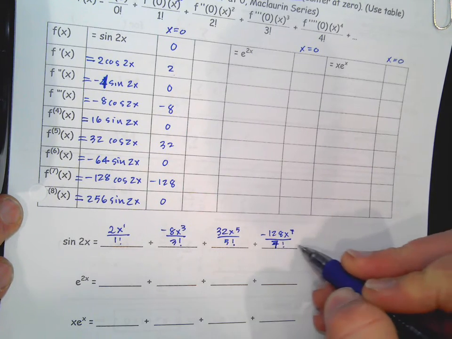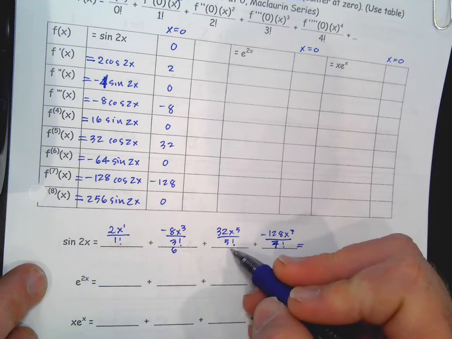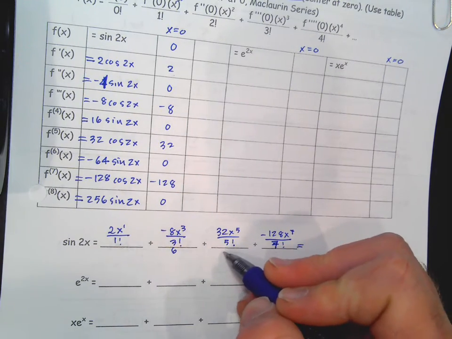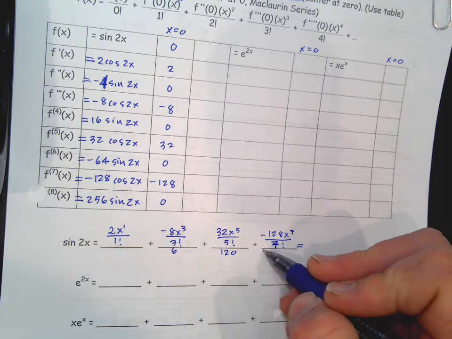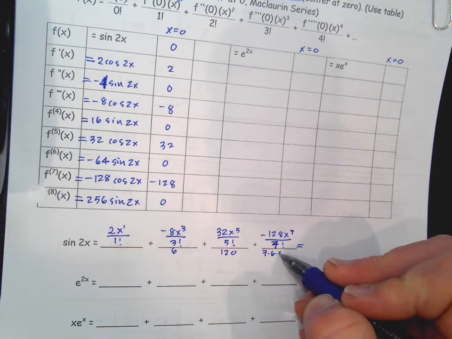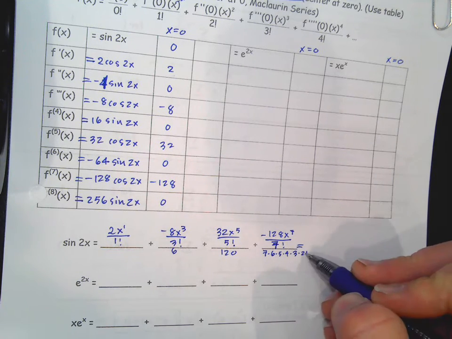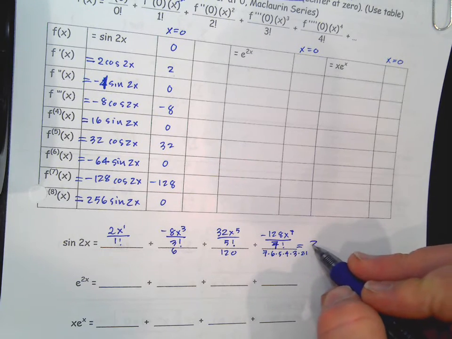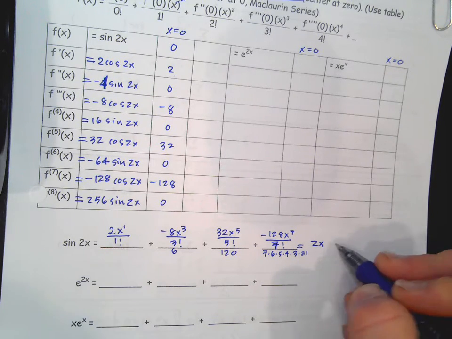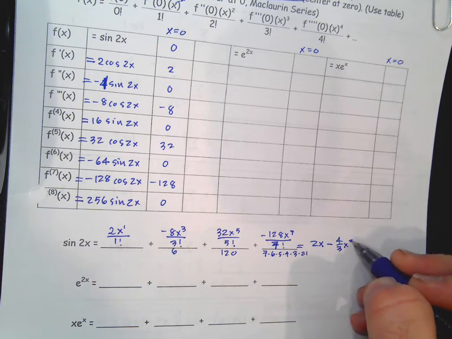We could then try and simplify it, write it a little nicer. This is the same thing as 6 times 4 is 24, times 5 is 120. 7 factorial is just really big. What I might do is just write it out and then start trying to reduce it that way. So the first term is 2x. The next term is going to be -4/3 x cubed. Those ones aren't too bad.